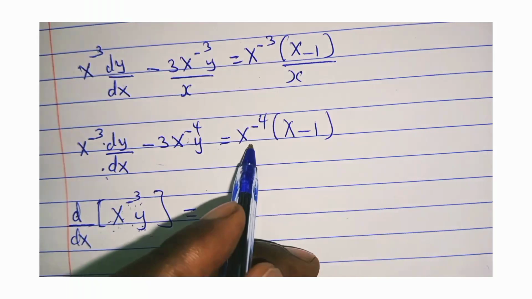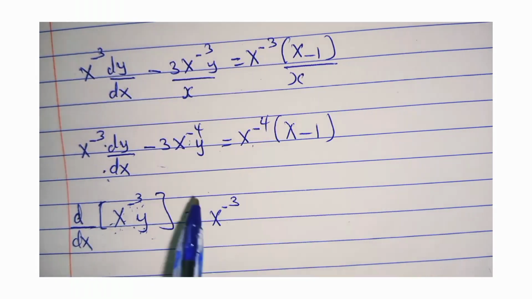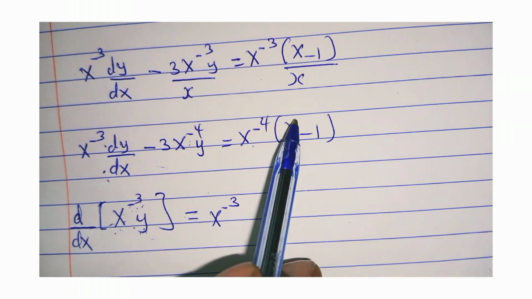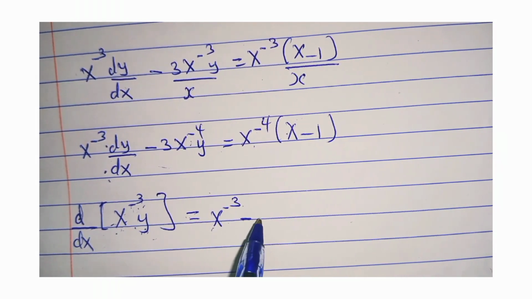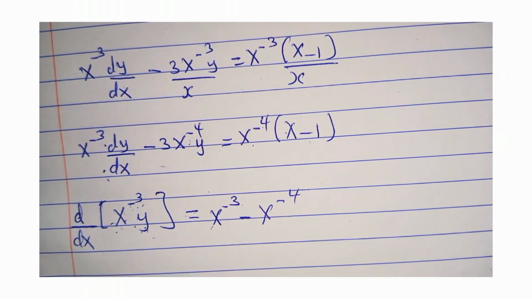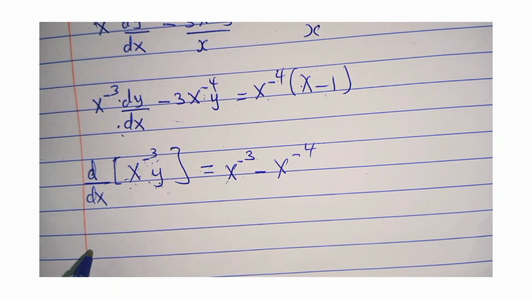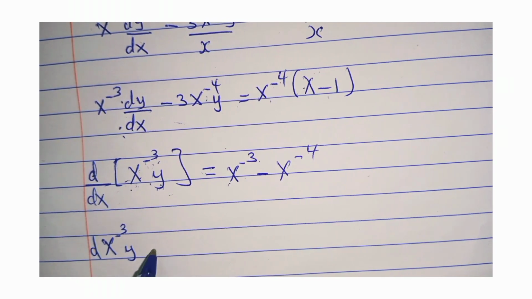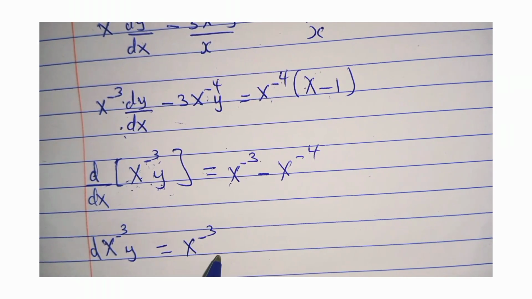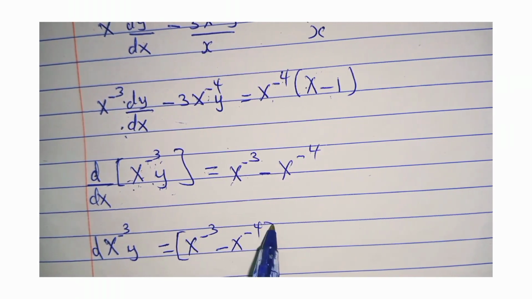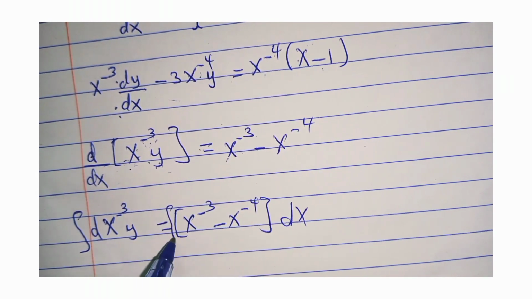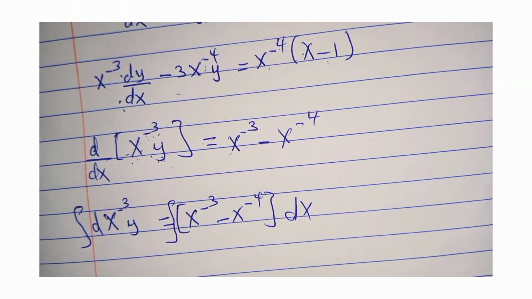So this is equal to, distributing x power negative 3 by the laws of indices, x power negative 3 times x power 1 gives x power negative 2, and x power negative 3 times 1 gives x power negative 3. Wait, using the worked form: x power negative 3 minus x power negative 4. Then we multiply both sides by dx to be left with d(x power negative 3 y) equal to (x power negative 3 minus x power negative 4) dx. Then we introduce integral signs on both sides.